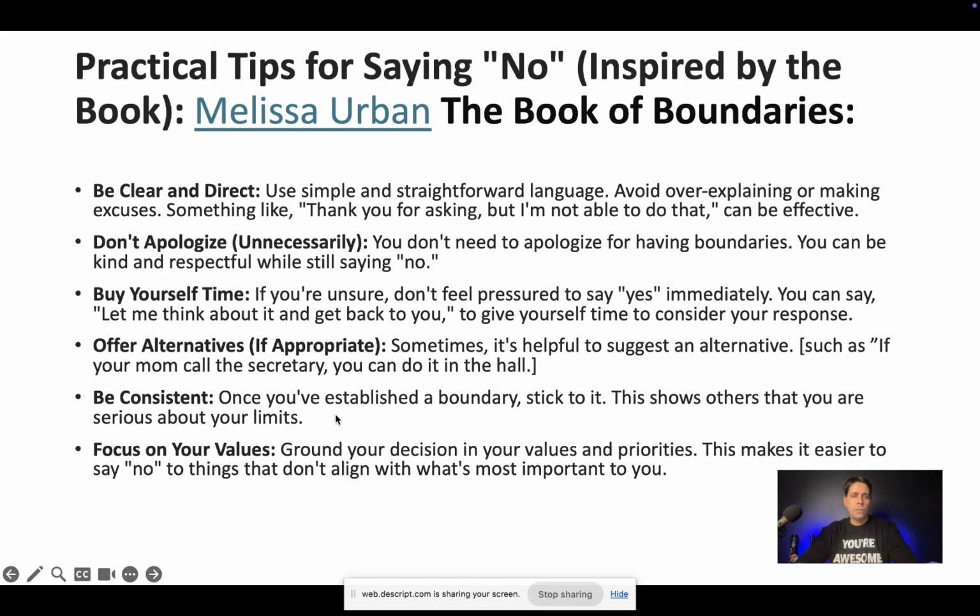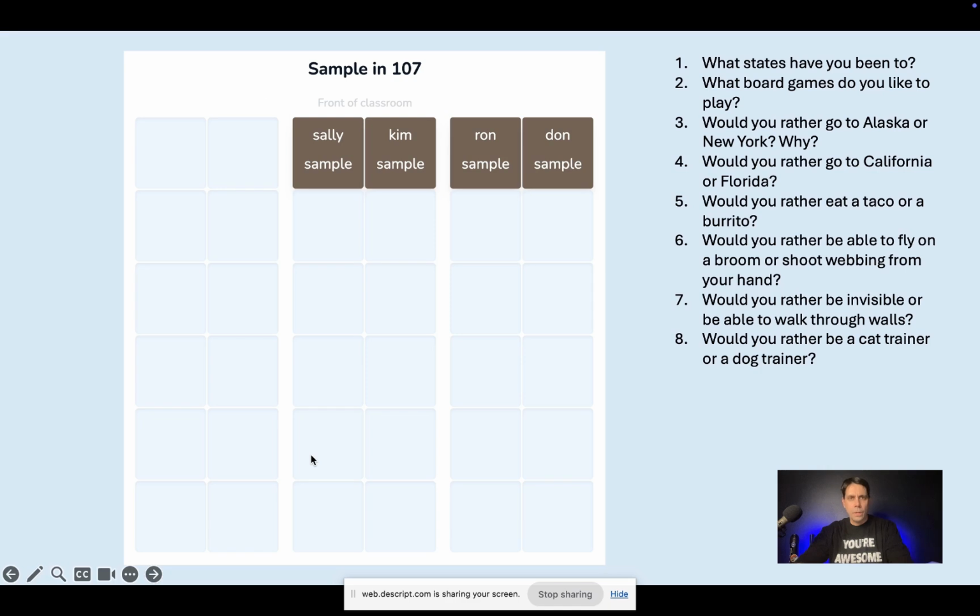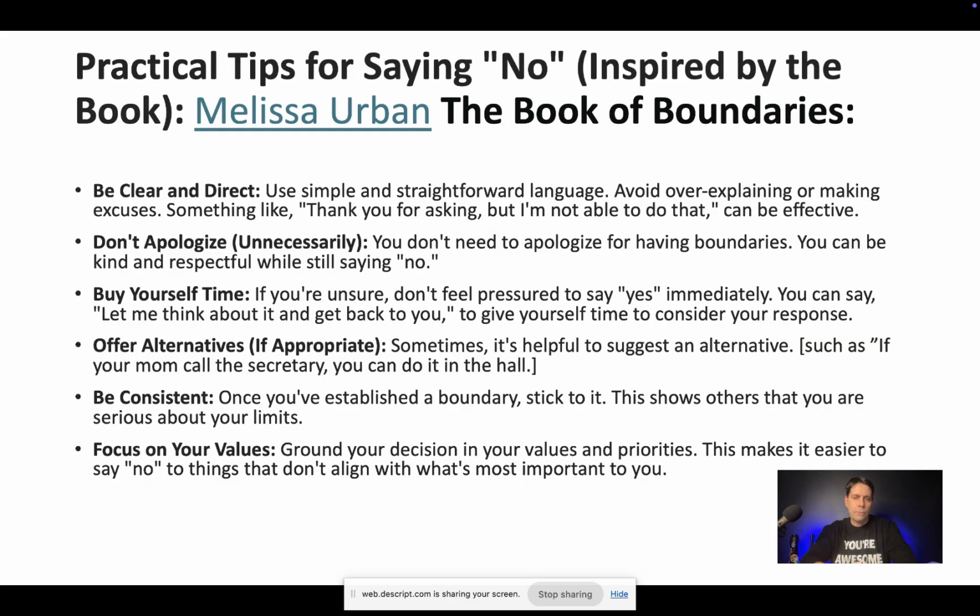Be consistent. Once you've established a boundary, stick to it. This shows others that you are serious about your limits. Focus on your values. Ground your decision in your values and priorities. This makes it easier to say no to things that don't align with what's most important to you. We have to have boundaries. I would add one other thing. There's no need to lecture. Just say nope and move on.